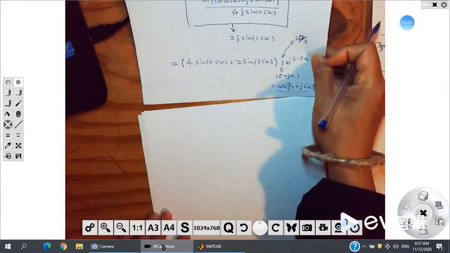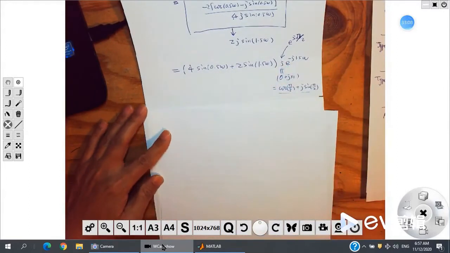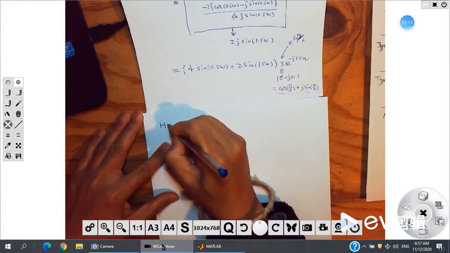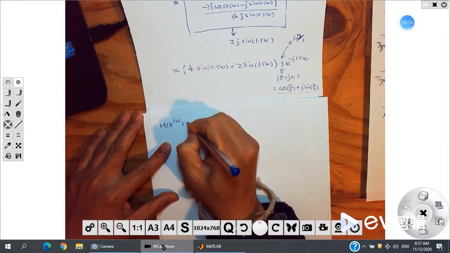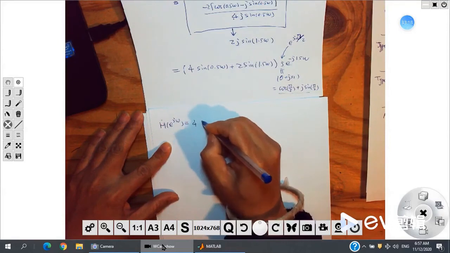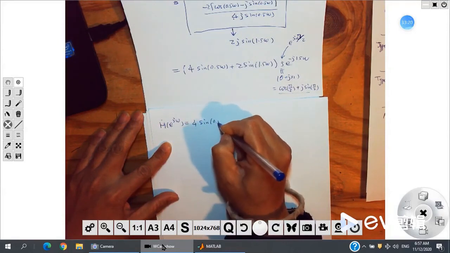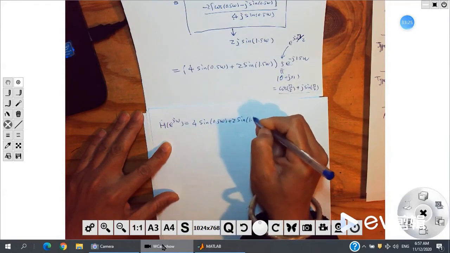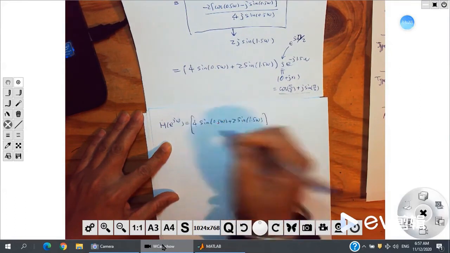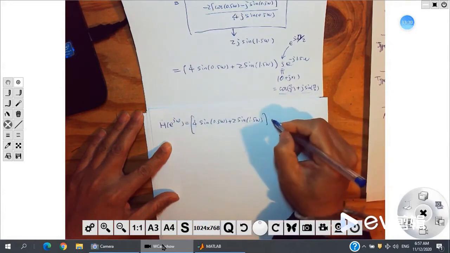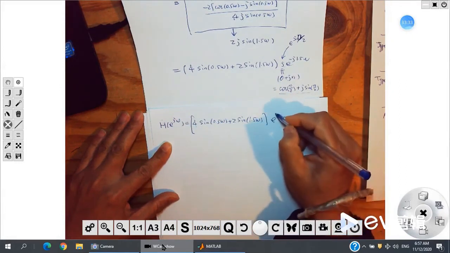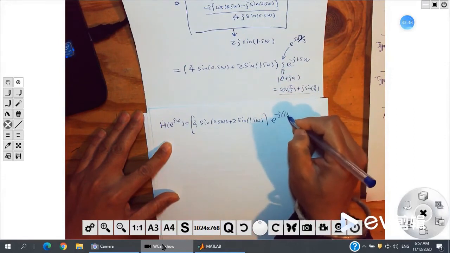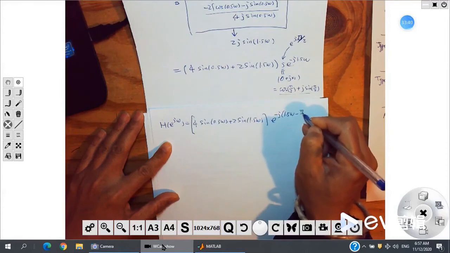Alright, then I can merge this j with the exponential power together. So I write this H again. H of e to the j omega will equal 4 of this sine of 0.5 omega plus 2 of this sine of 1.5 omega. And this part is e to the negative j 1.5 omega minus pi over 2. You get it?